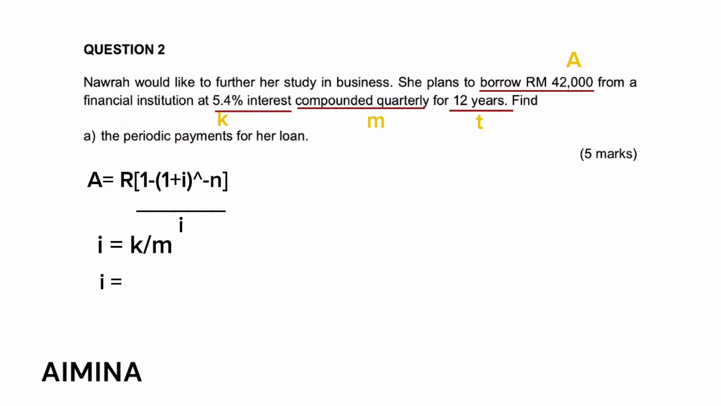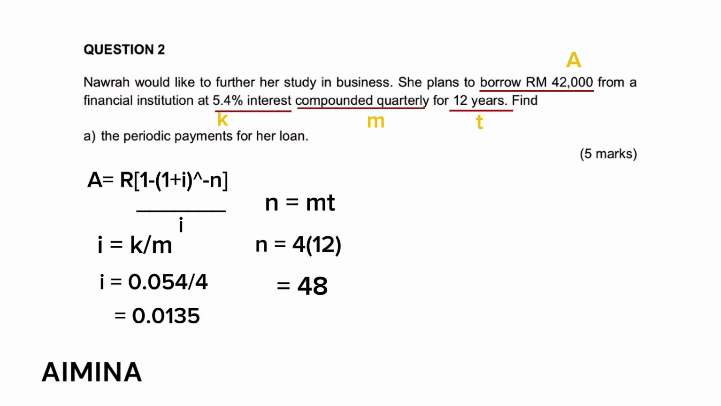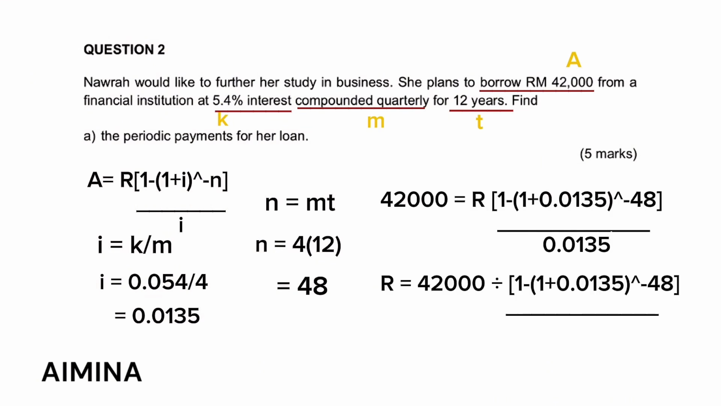Then we are going to substitute the information into the formula. Then we will get 0.0135. Second, we need to find n to complete the formula. So, n equal mt. Then we substitute the information into the formula. After that, we will get 48 for our n. After we get all the important keywords, we will substitute our information into the formula. After that, we can just solve this by using the calculator, and the final answer is 1,194 ringgit 59 cents.